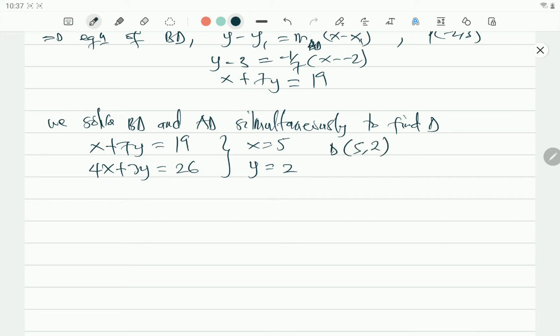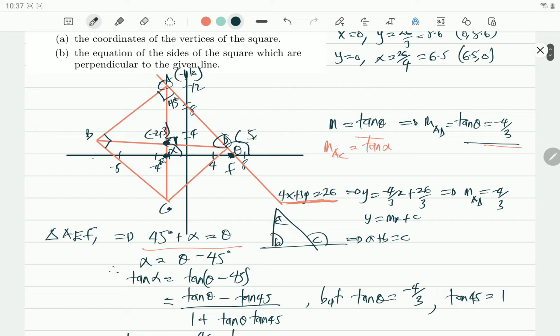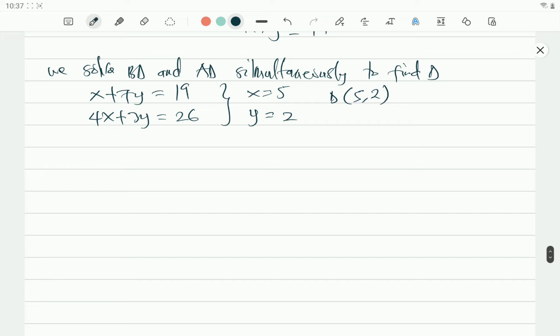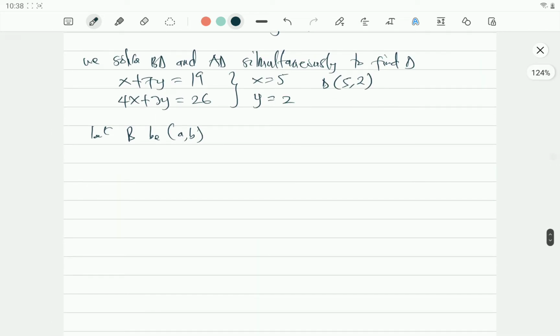We are left with the last point to solve, which we are going to use the midpoint idea again. Remember, this time we know D to be (5, 2). We know the midpoint here, so we just have to find B. Given the midpoint formula, we can now solve for B. Let B be (a, b), just like we said for the other one, right?